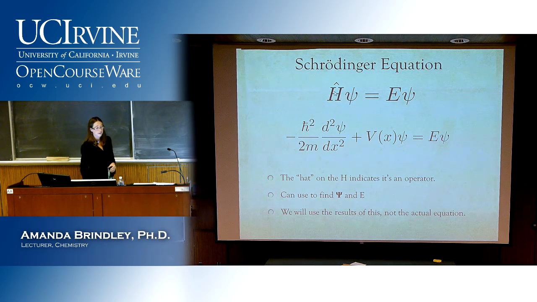But you have to know that you have an operator, it operates on a function, and you get an energy level. That's the condensed version of what I want you to know for this class. So the way we're going to use this is we can use this to find the wave function and E. For this class, we're just going to use the results of this. We aren't going to go through and do this. We aren't going to calculate these. We're just going to say, okay, here are the energy levels. Here's the results.